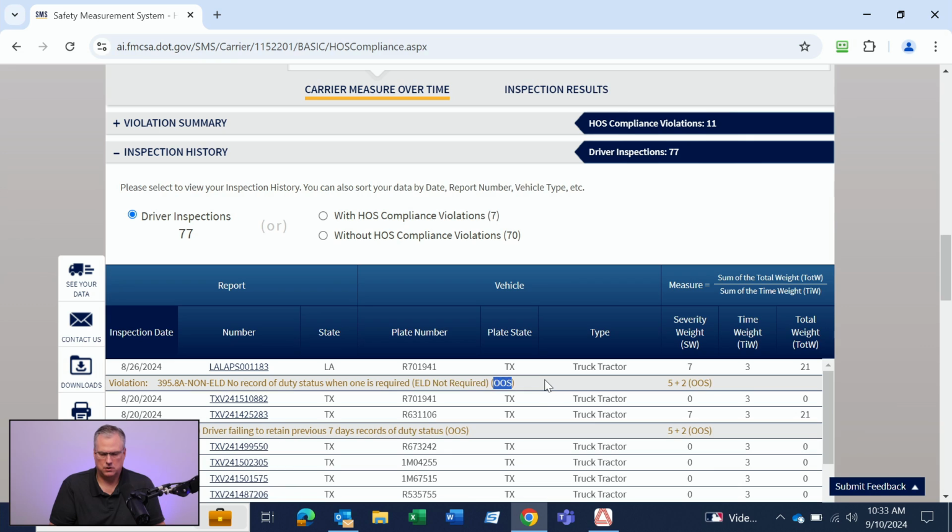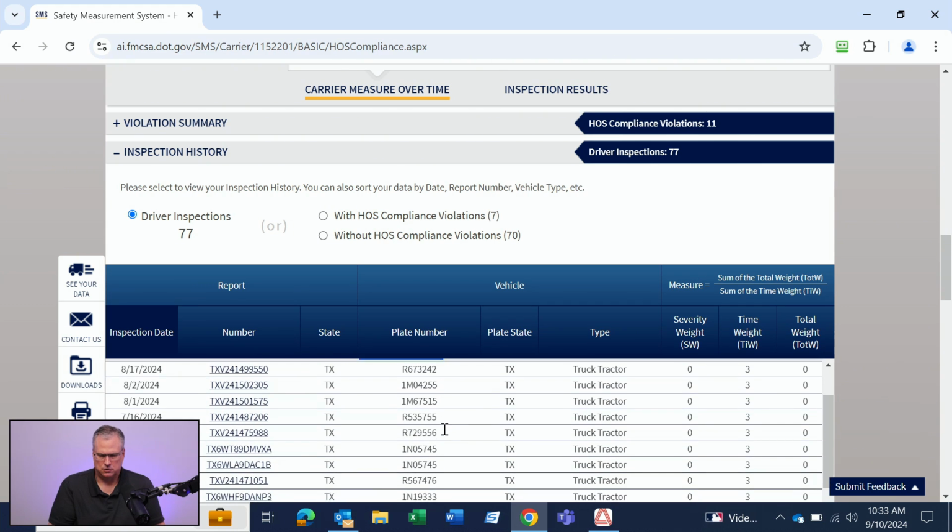And you want to be real careful. You don't want those to happen. Both of these caused their driver to be put out of service temporarily. Doesn't mean they can't drive. It just means they can't drive until they clear their record of duty status. So both of those are the two issues there.